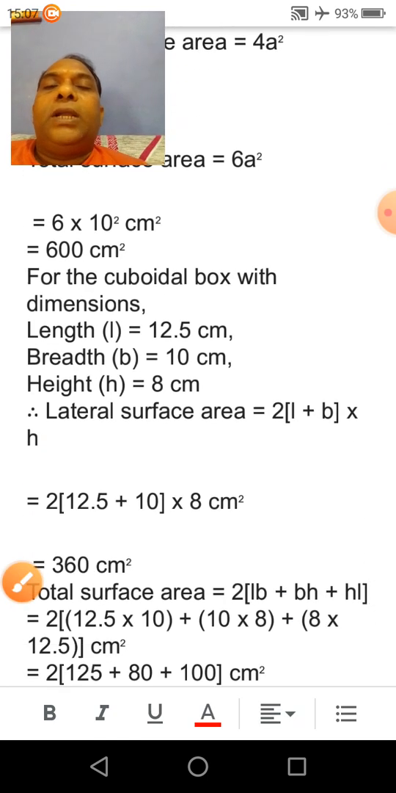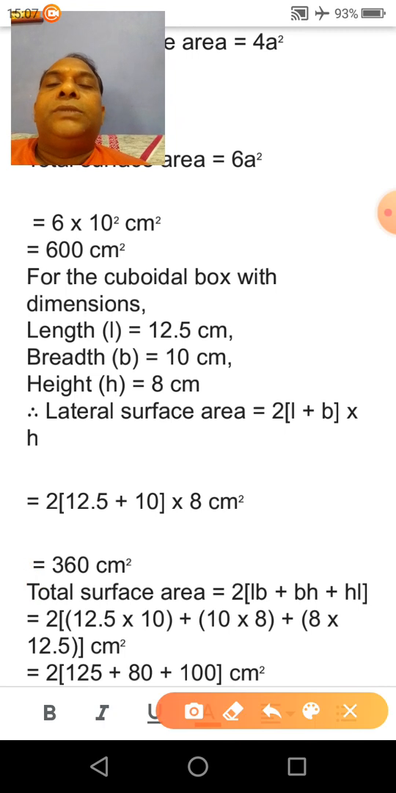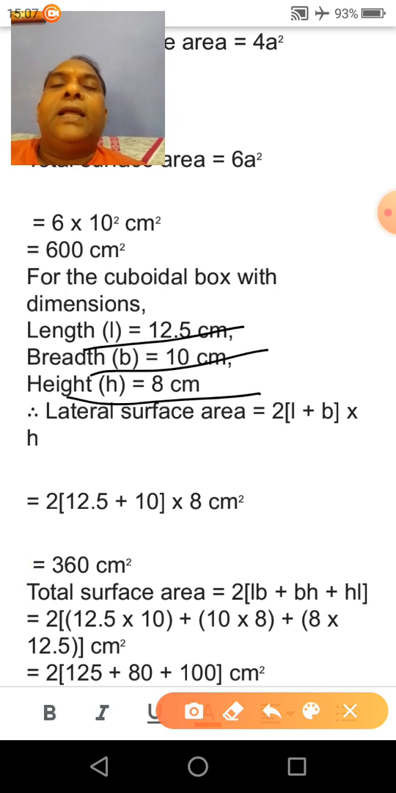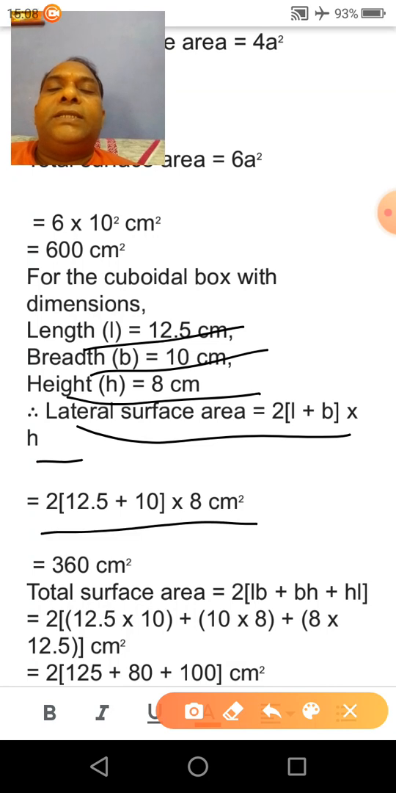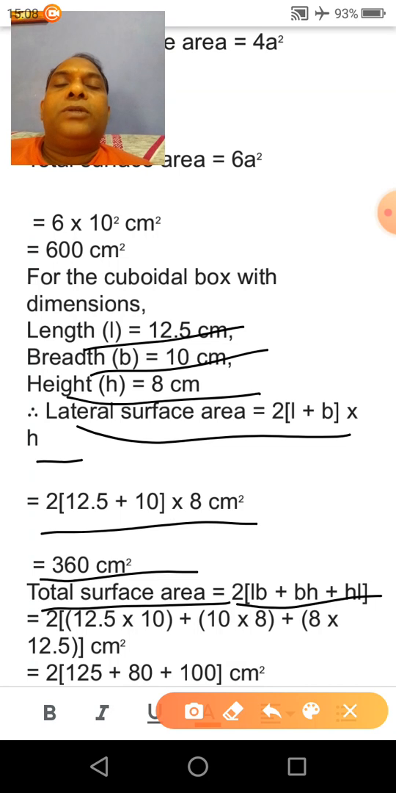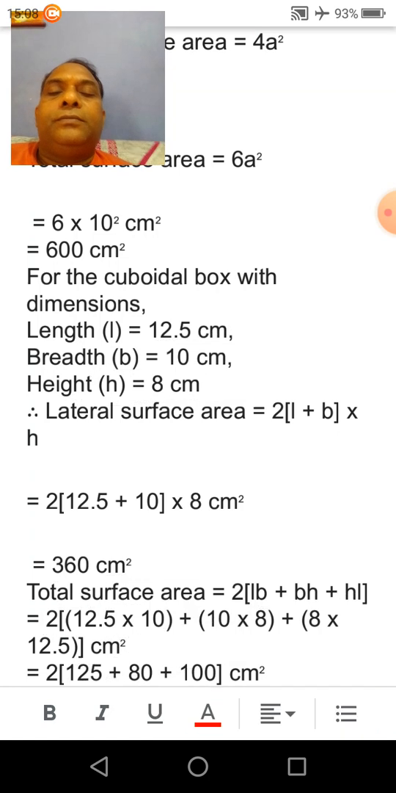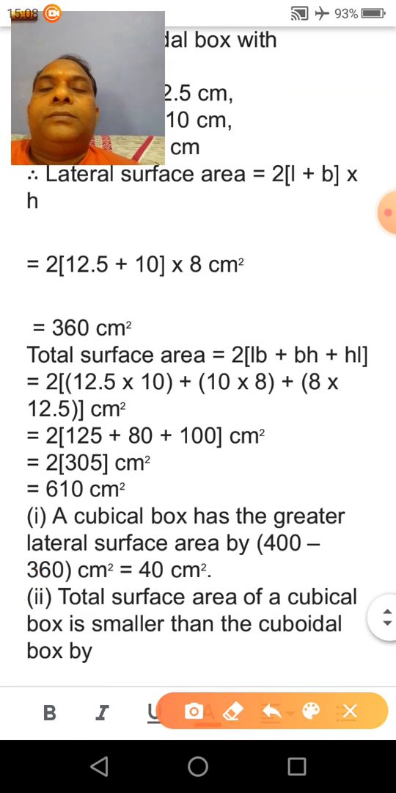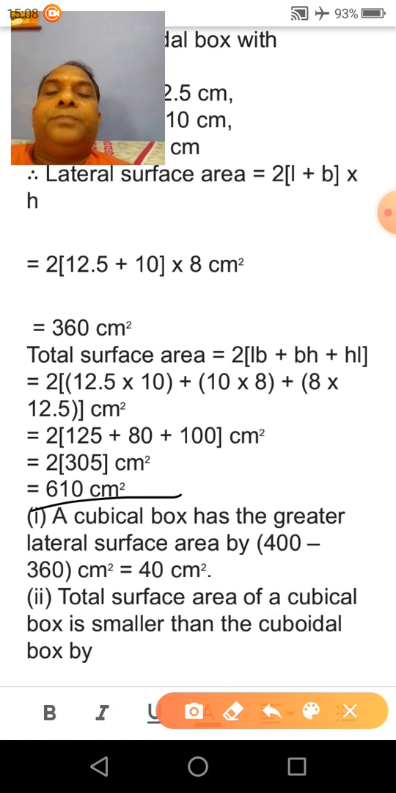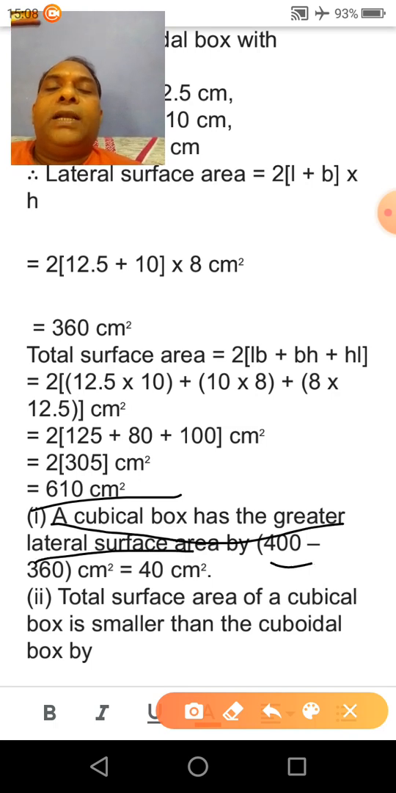the cuboidal box length, breadth and height are given. So find its lateral surface area, which is equal to 360 centimeter square, and total surface area of cuboidal box will be 2 into (LB plus BH plus HL). Calculate it. Then 610 centimeter square.